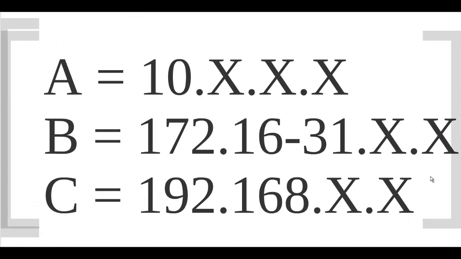A Class A is 10.anything.anything.anything. It is private, automatically has to be, non-negotiable. Class B, 172.16 through 31.anything.anything, has to be private. Class C, 192.168.anything.anything. That's one of my pet peeves that everyone thinks. As soon as I see a 192, oh, it's automatically private. No, it must be 192.168. Then it's a private. 192.167 would be a public.